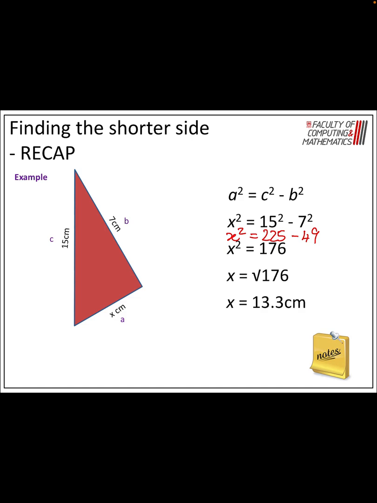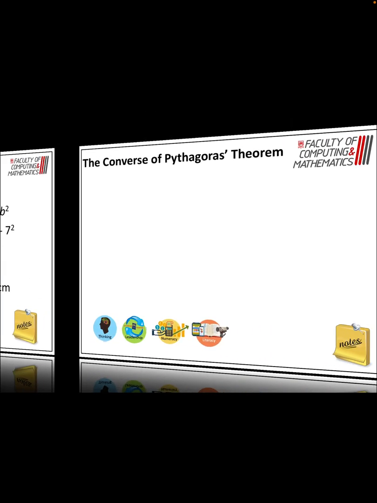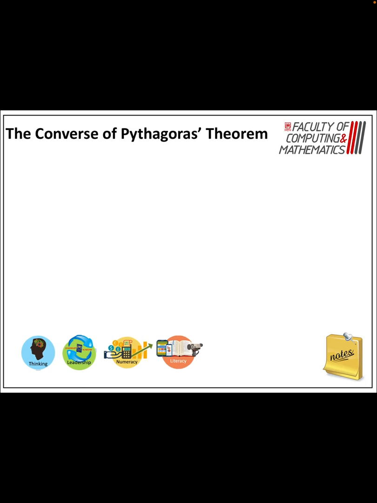Now one way to check is to make sure that that side is shorter than your hypotenuse, and as we said, the hypotenuse is the longest side, and it's directly opposite the right angle. So let's go into a wee bit of converse of Pythagoras, and what we say is that if Pythagoras' theorem only works for right angled triangles, then we must be able to flip it on its head and say that we can then prove that a triangle is right angled if Pythagoras' theorem works.